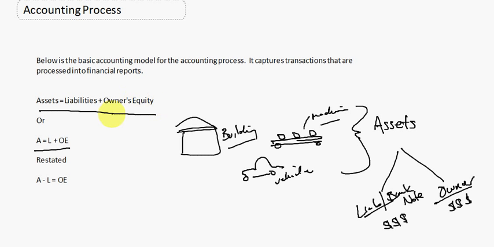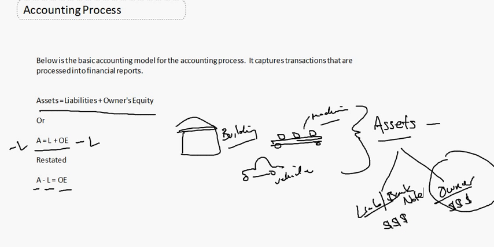Because if you recall from basic algebra, if you subtract the liabilities on both sides of this equation, then you have assets minus liabilities equals owner's equity. In other words, to find the worth of the owner within this company, you simply take all the assets and subtract the liabilities to come up with owner's equity.